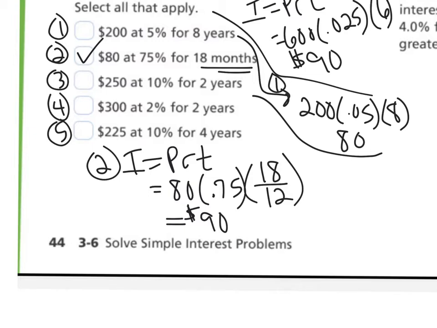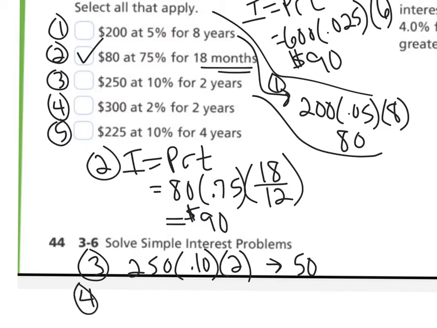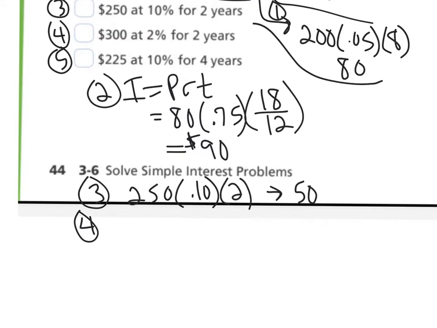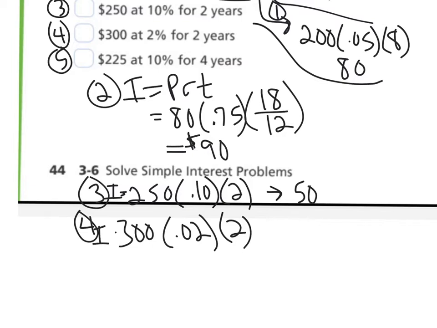So that one works. The third case, 250, 10% for 2 years. So that comes out as $50, which is not 90. If we do the fourth one, we've got $300, 2%, and 2 years. I'm getting a little bit sloppy here just because we're doing so many of these, but I equals that. That's why I know I'm just going to be multiplying all those numbers together. So that would come out as $12, which is not near enough.